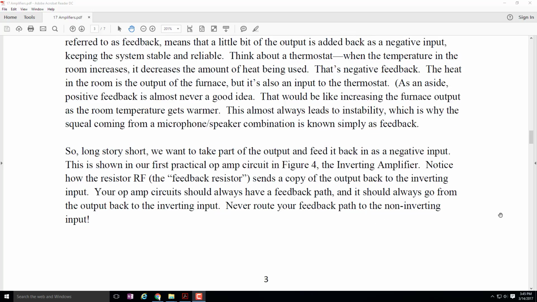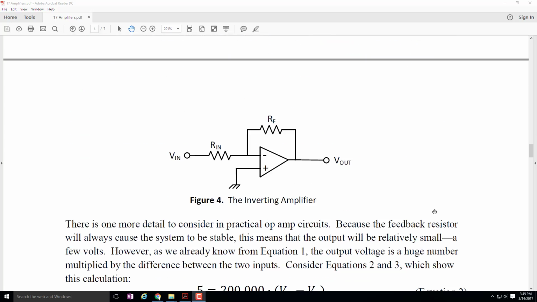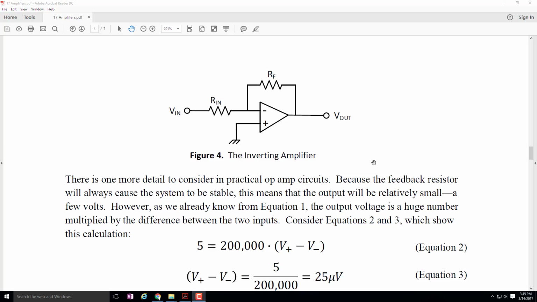So what we're going to find then is that the practical op amp circuit, and I'm going to go ahead and skip ahead to figure 4 because this is really important, is always going to have a feedback path between the output, which is over here, back to the input. And not just any input, but always the inverting input, always the negative input. So that's very important. If you ever see a circuit where the feedback path is going into the positive input, you know that circuit is probably poorly designed. So a feedback path from the output to the negative input will almost always be the case when you're talking about an op amp circuit.